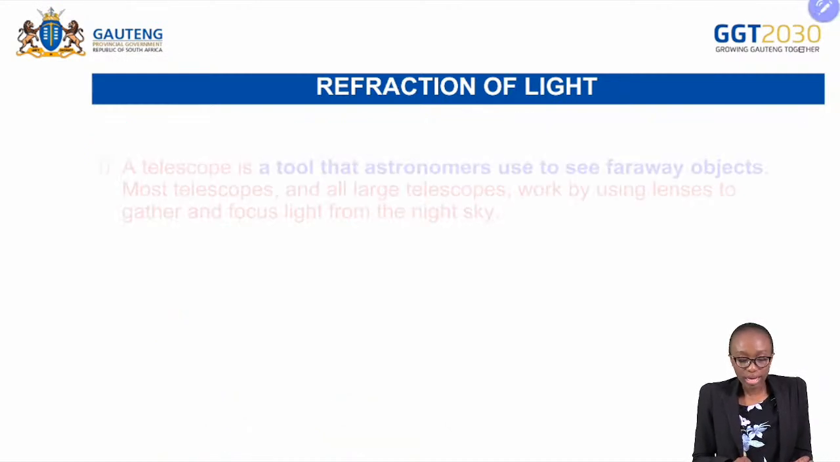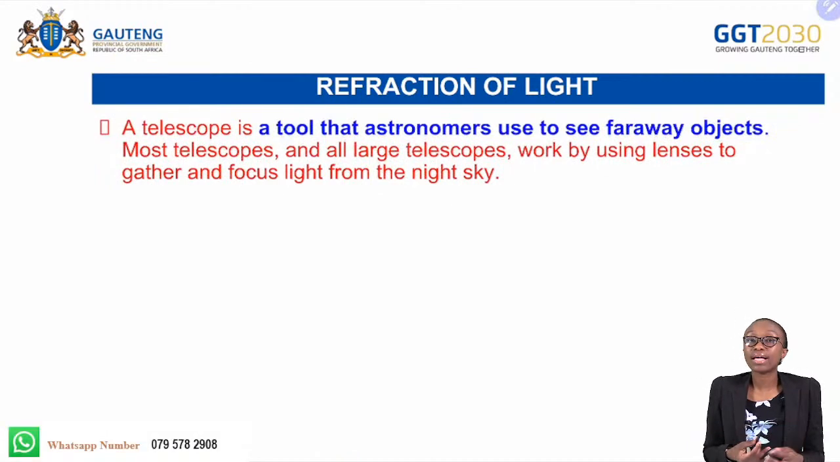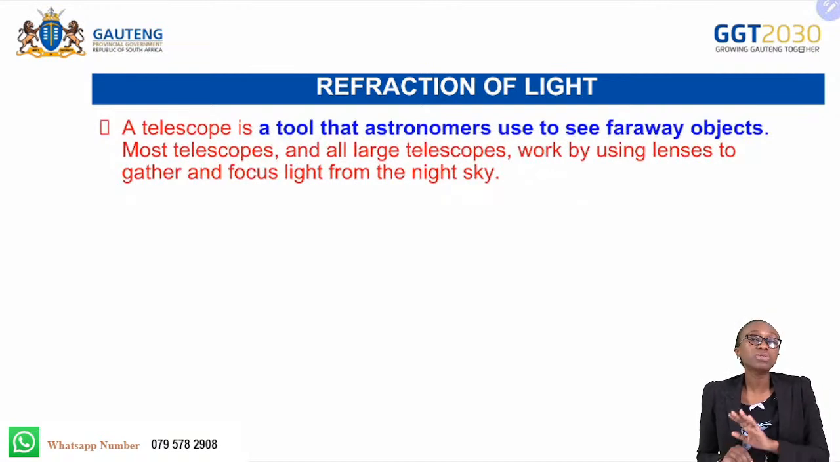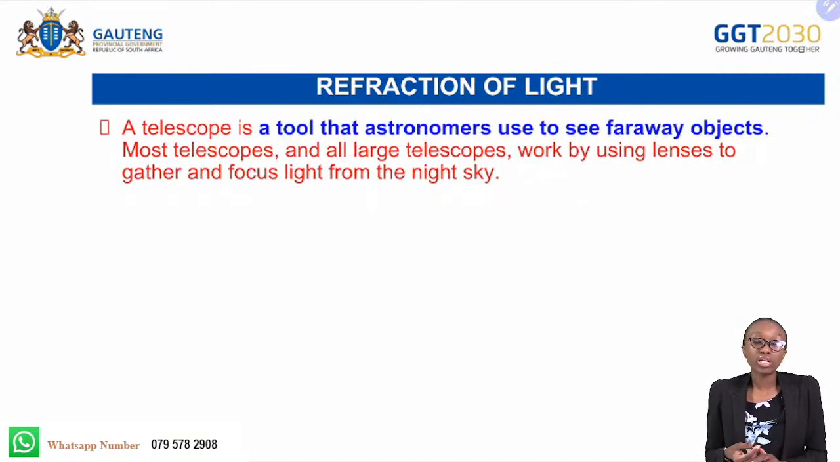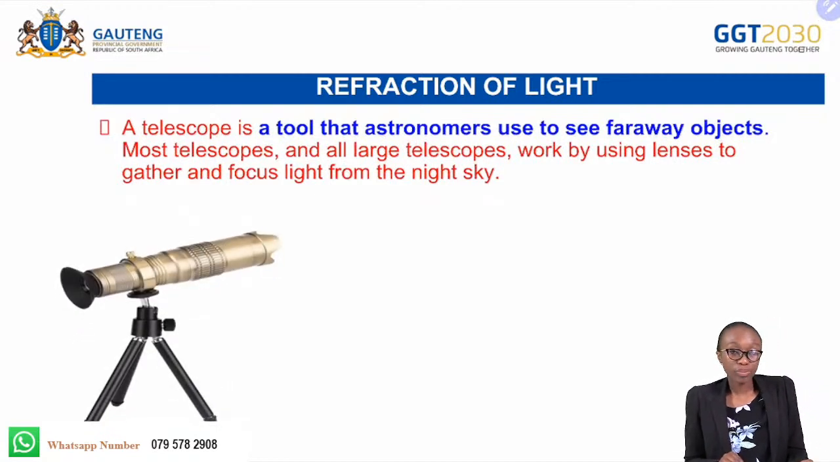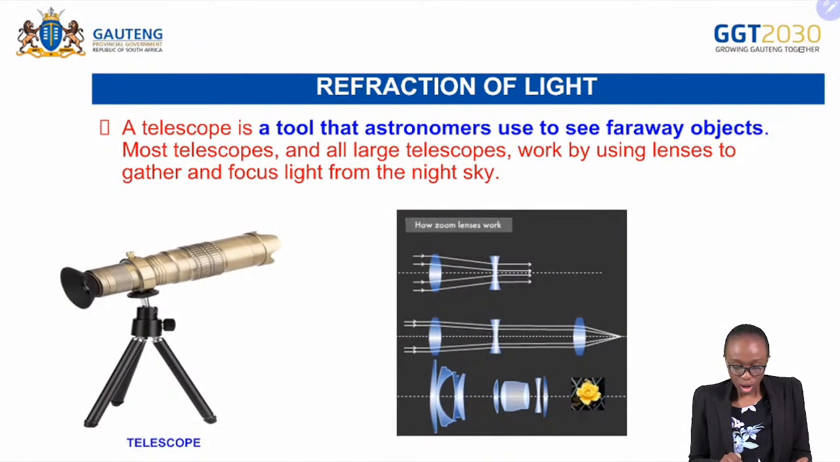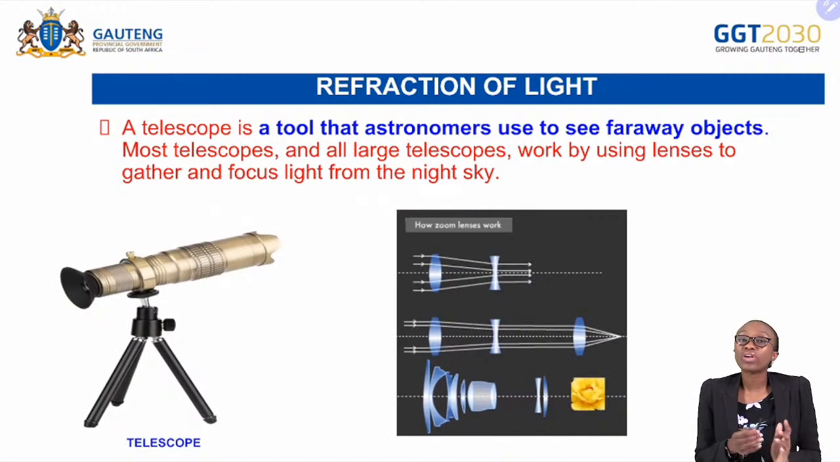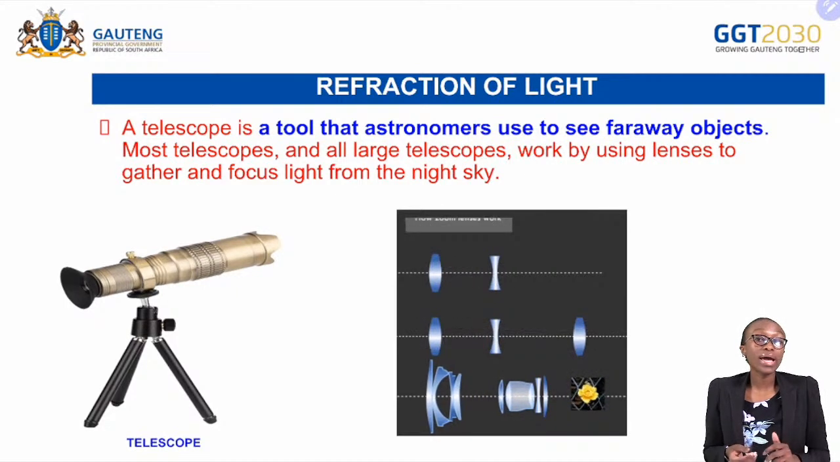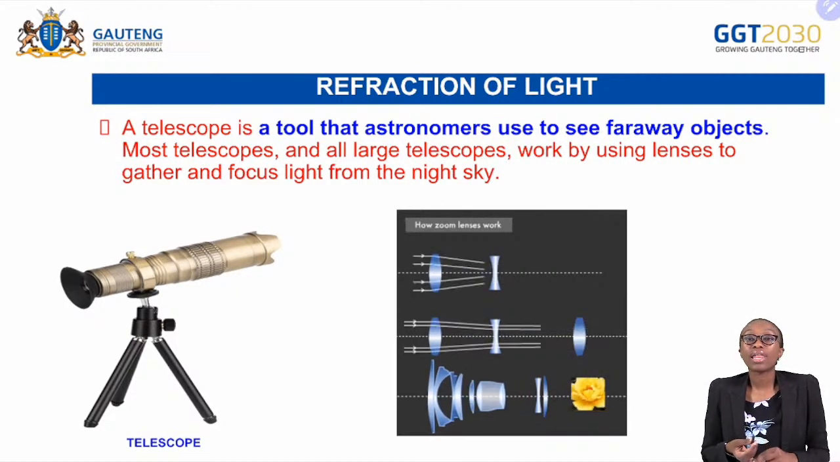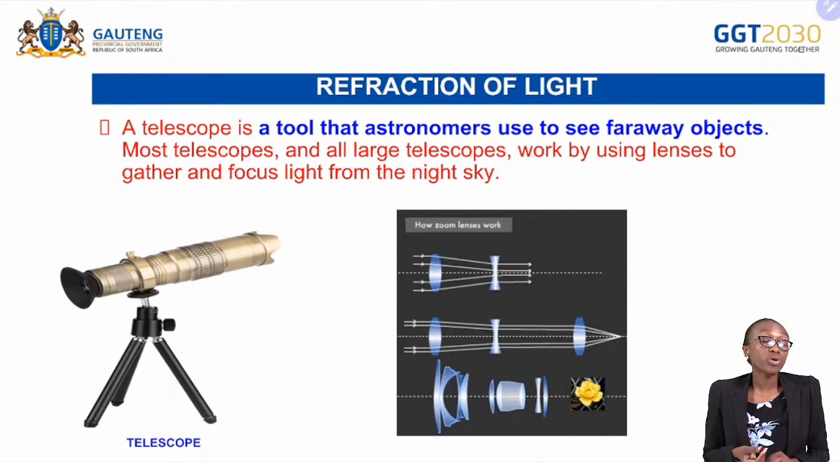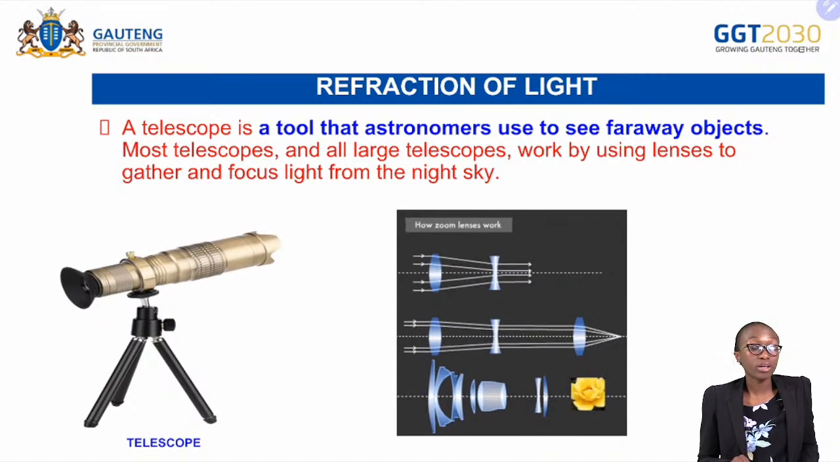Okay. Now, a telescope is another example of how we can use lenses. It is a tool that astronomers use to see objects that are far away. Most telescopes, and all large telescopes, work by using lenses to gather and focus light in the night sky. There's a picture of a telescope, and a video there with the different lenses and refractive surfaces that they use for a telescope. It is used to see things that are far, like the constellation of stars. So astronomers use telescopes to be able to see those stars very, very clearly.